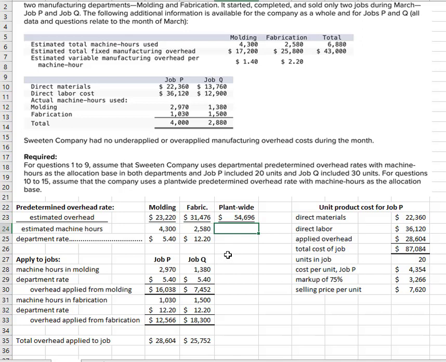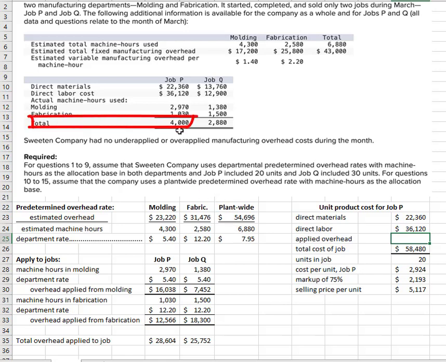So that would be both departments and all the machine hours, and you would get a plant-wide rate. That plant-wide rate would go to any machine hour, whether it was in molding or fabrication. So what would job P look like then? Well, we wouldn't be using the overhead rates from each of the departments. We would just get $7.95 for every hour that job P used, regardless of department.